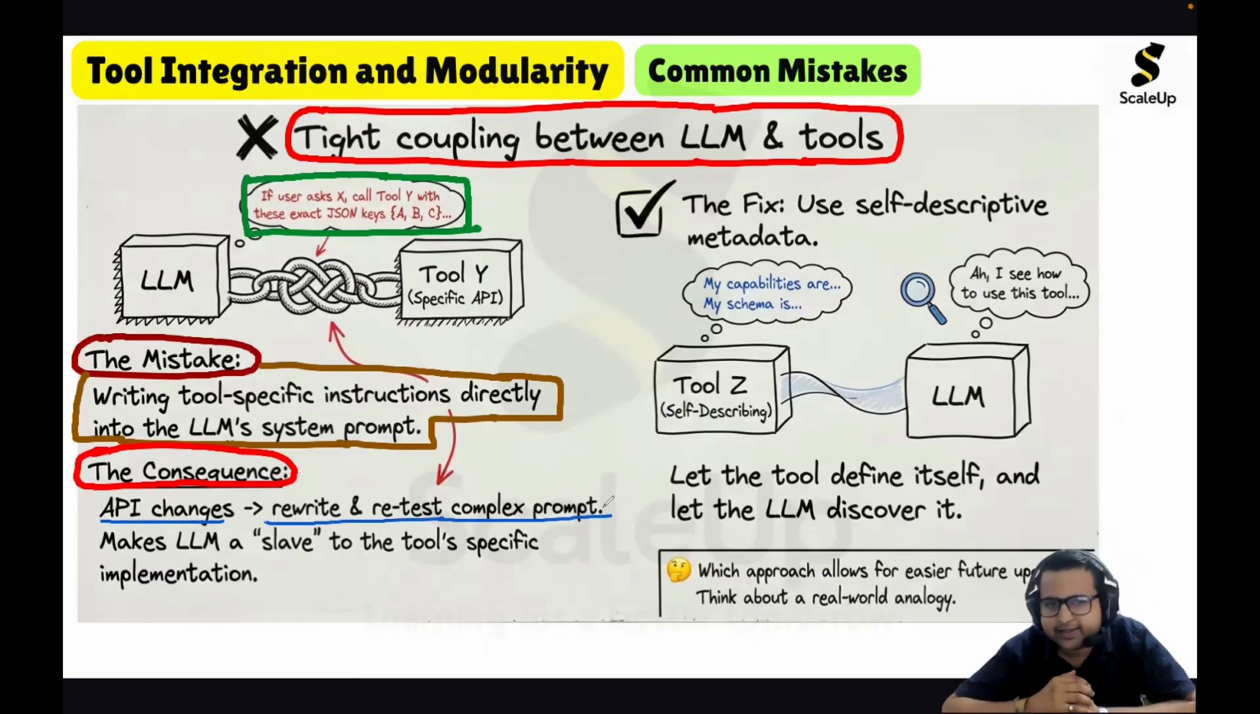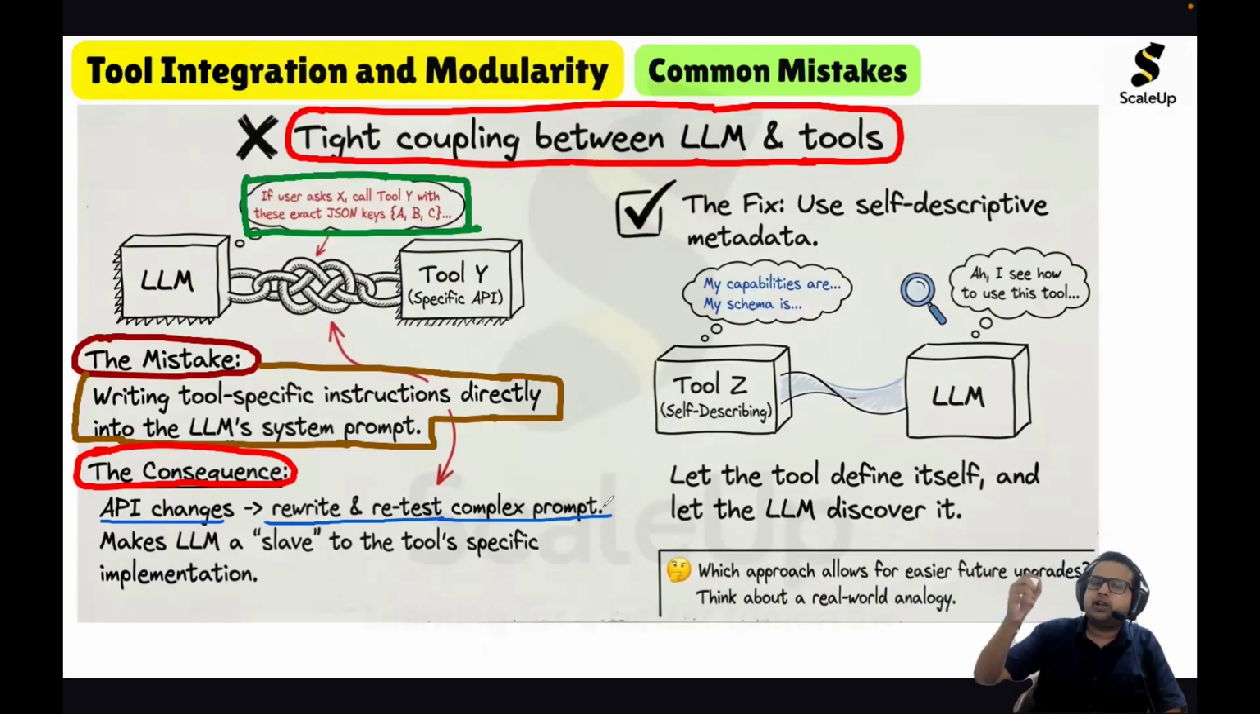So once again, the tools are mostly third party in nature, wherein they will be making use of some specific APIs. And what if the format of those APIs gets updated? Instead of taking 2 parameters, now the API is taking 3 parameters. So I have to pass 3 parameters. So if I have given the tool specific instructions directly into the LLM system prompt, I have to go to the LLM system prompt and make a change. I have to add 3 parameters now. So I have to rewrite and retest the complex system prompt.